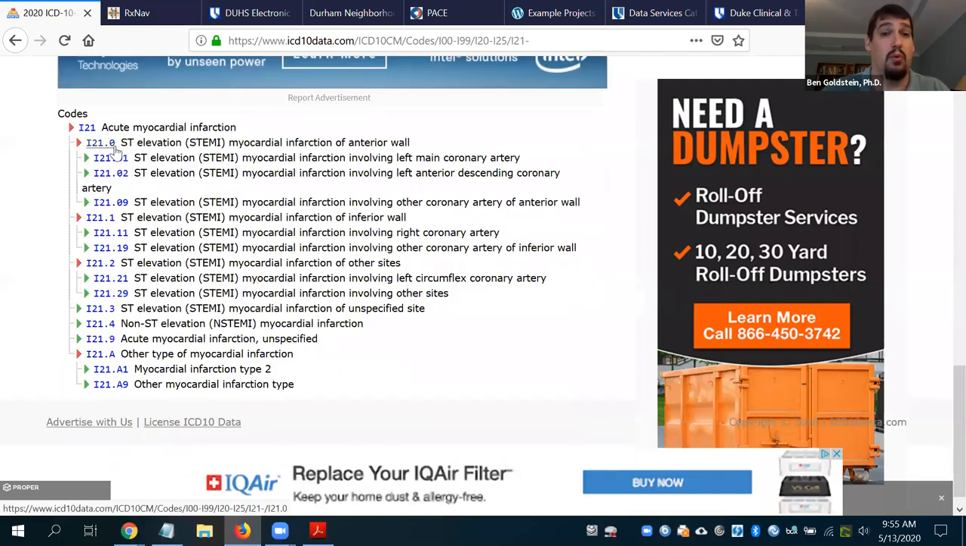So I have my I-21.0, which is for interior walls, 01, left main, 02, left interior, all different parts of the heart where that heart attack occurred. So in general, I would trust that the I-21 stem is quite accurate. The fidelity of the later digits may be a little bit less, and they may not be coded as directly, because this first part is really where the importance comes in from a billing perspective.